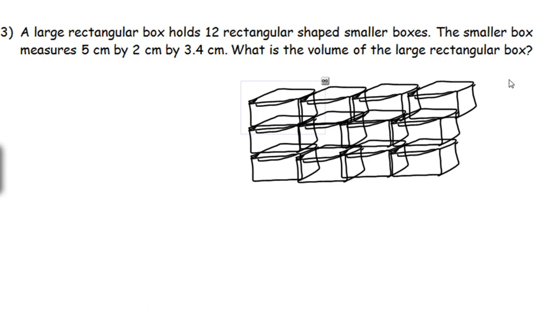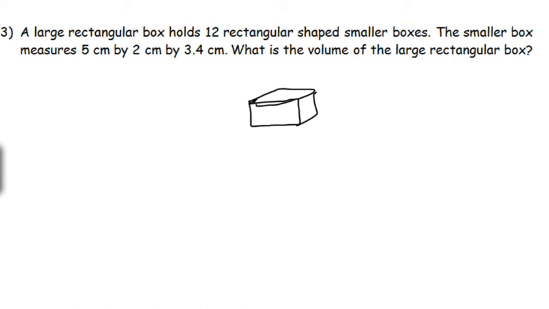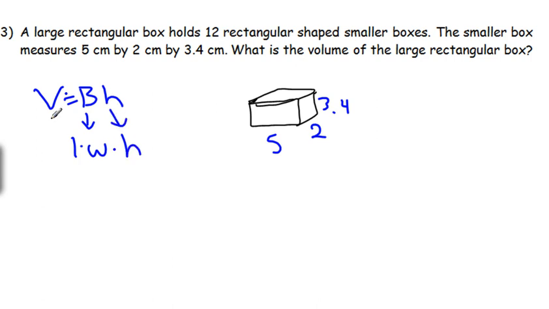Our original box. So for right now we're going to get rid of all these, and we're just going to look at this one box. So that we said is 5 centimeters by 2 centimeters by 3.4 centimeters. So we can find the volume of this. We can say volume is the area of the base times the height. And the base on a rectangular prism, because it's a rectangular box, we know is just length times width. So we can say what is length times width times height here?